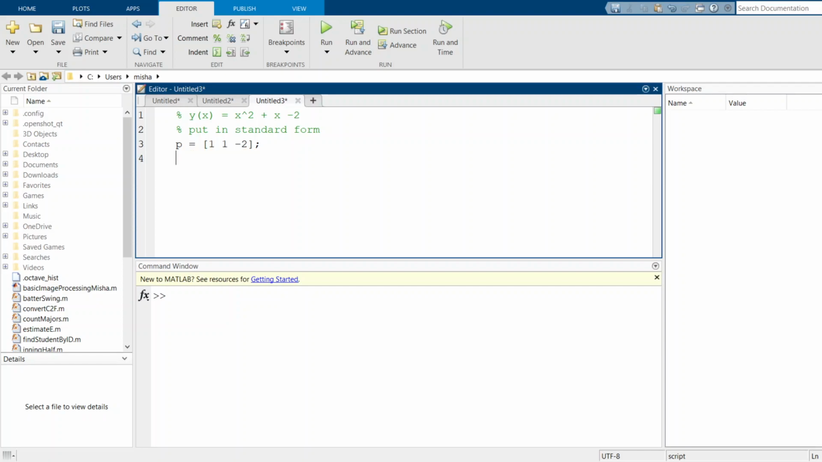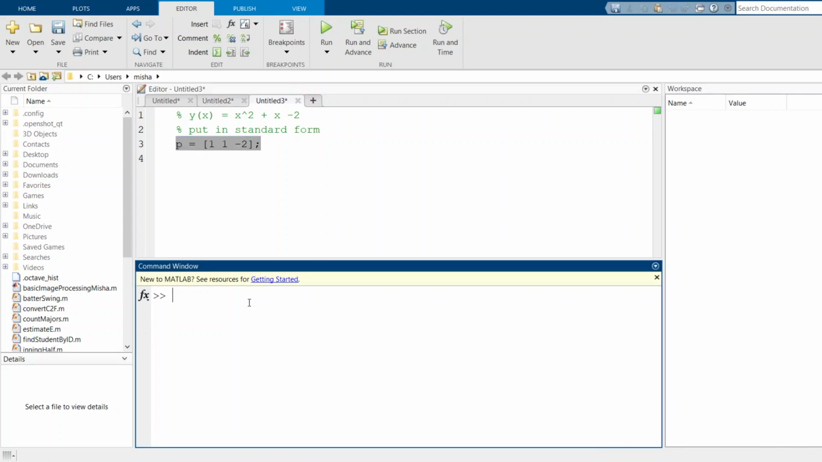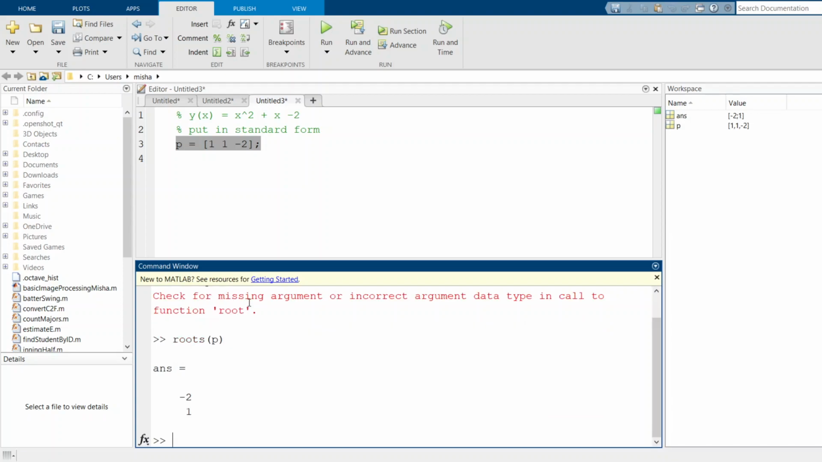Then if I use the roots function, MATLAB will find the roots of this polynomial. If we were to factor this, we would expect the roots to be 1 and negative 2, right? So let's try it and see what happens. I'm going to run this in the command window, and then type in roots of p, not root, but roots of p, there we go, and it returns a vector with negative 2 and 1.